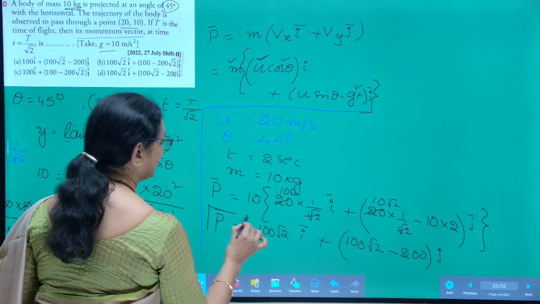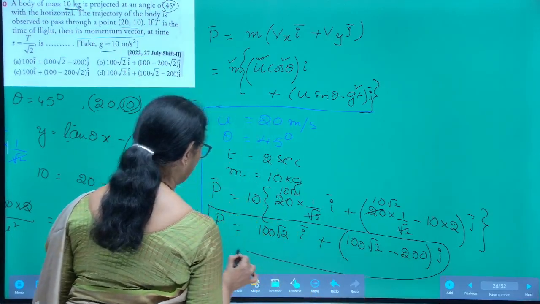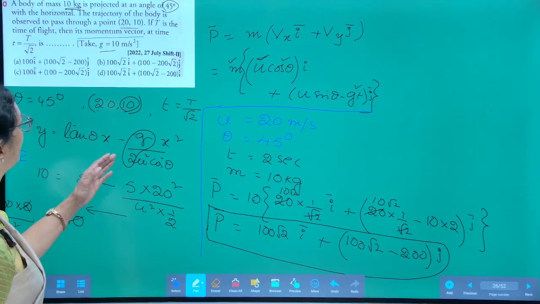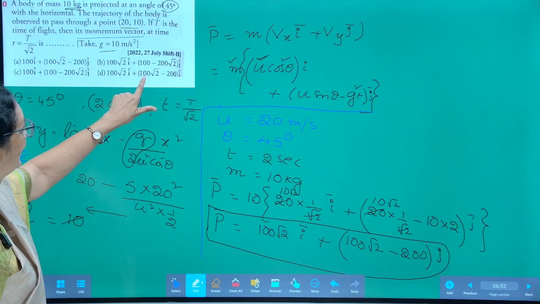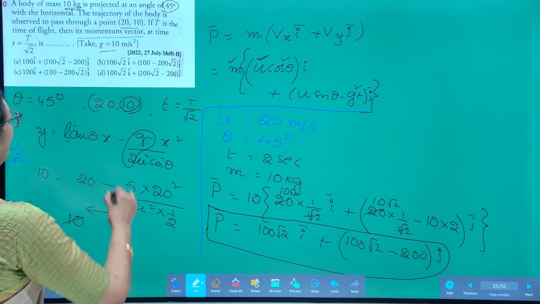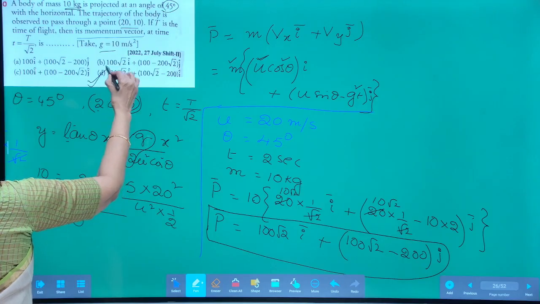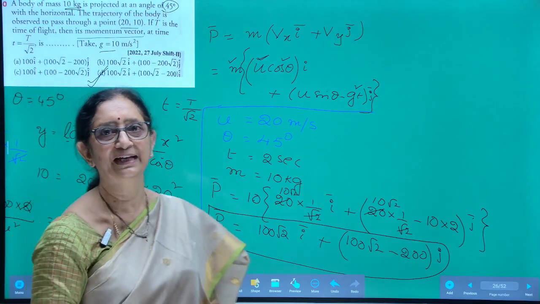This is the momentum at that instant of time. So, which option is correct? 100 root 2 i plus (100 root 2 minus 200) j. This option is perfectly correct.